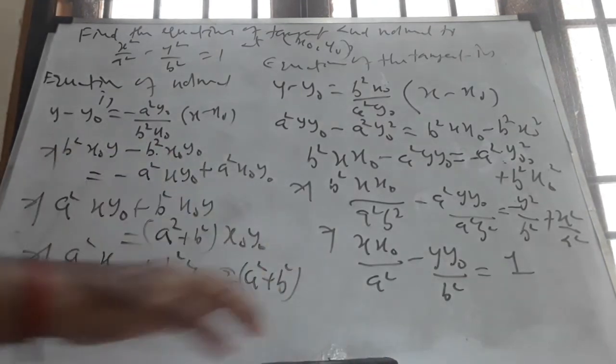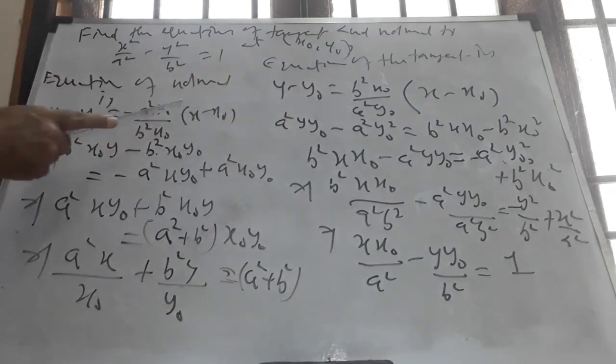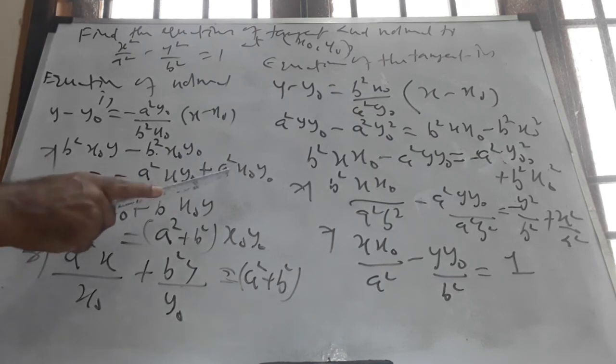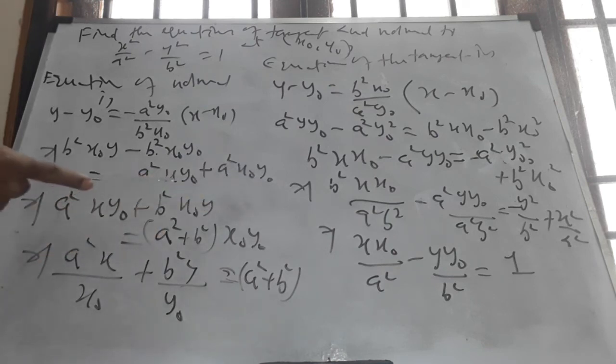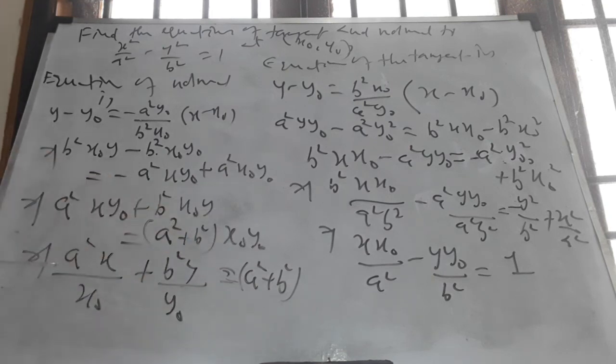y minus y naught is equal to, here it is the negative of the reciprocal, minus a square y naught by b square x naught times x minus x naught. b square x naught y minus b square x naught y naught equals minus a square x y naught plus a square x naught y naught. Therefore, bringing it here, a square x y naught plus b square x naught y is equal to a square plus b square into x naught y naught. Dividing throughout by this, a square x by x naught plus b square y by y naught equals a square plus b square. This is also correct.